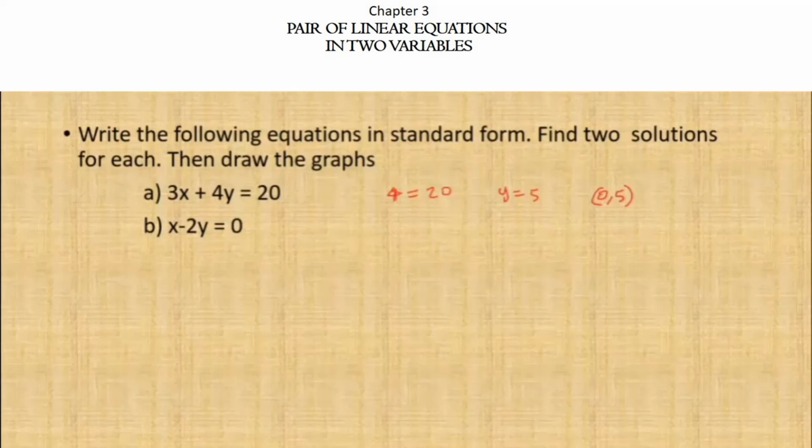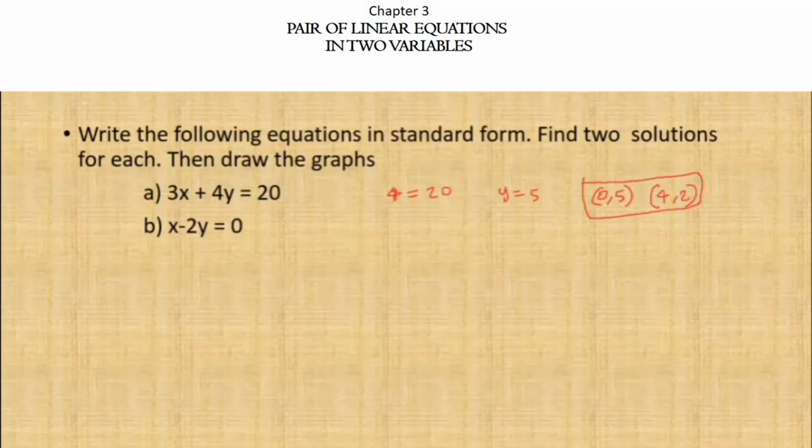X is equal to 4 means 3 into 4, that is 12, plus 4y is equal to 20. So 4y is equal to 8, and y is equal to 2. So (4, 2) is a solution. So we got two solutions for the first one.